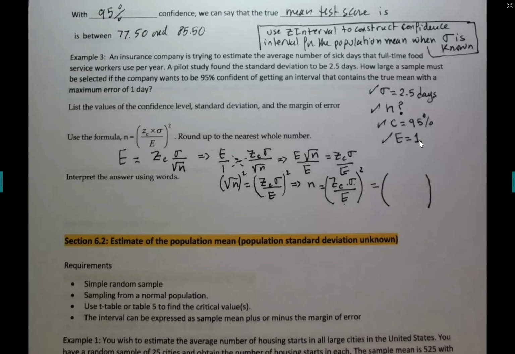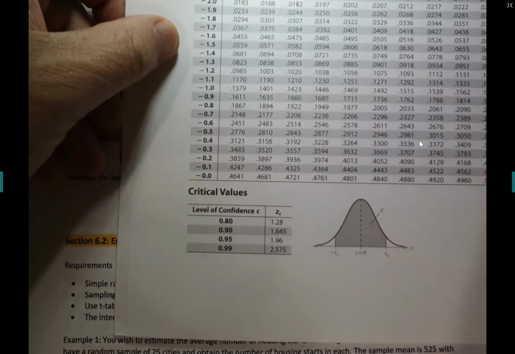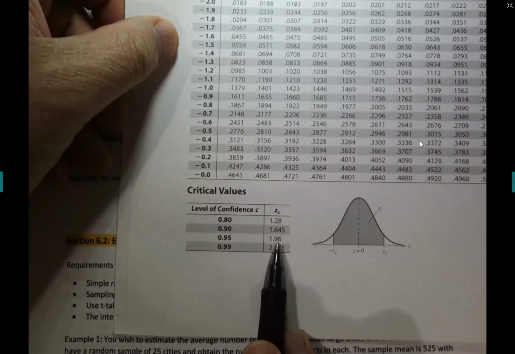1.65. No, that's the 90%. 1.96. 1.96. Don't forget them. It takes time to memorize them, but you always can refer to this sheet. Look, that's a 1.96.